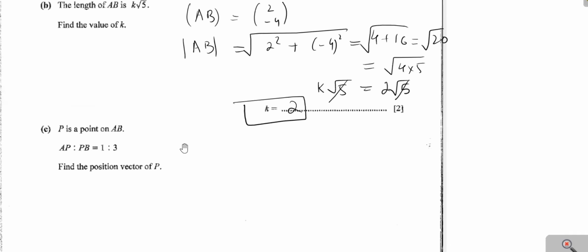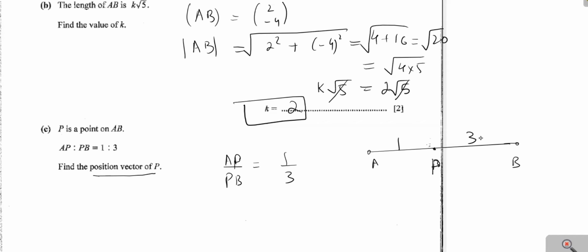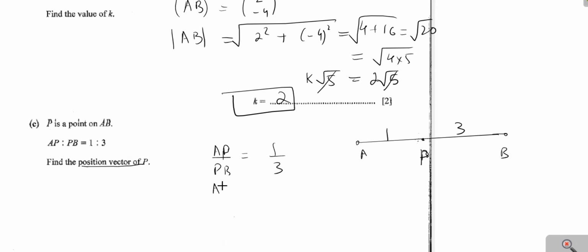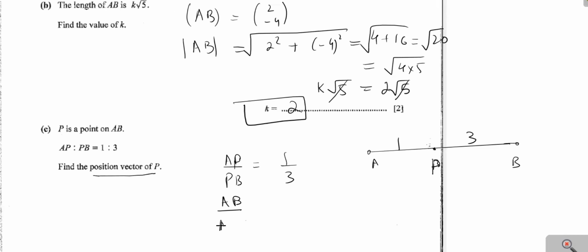Next part C, point P is a point on AB, AP ratio PB equal to 1:3. Find the position vector of P. Look here, AP over PB equal to 1/3. Suppose this is A, this point is P, and this point is B. This ratio is 1:3. If we take the ratio AP over AB, look here, AP is 1.